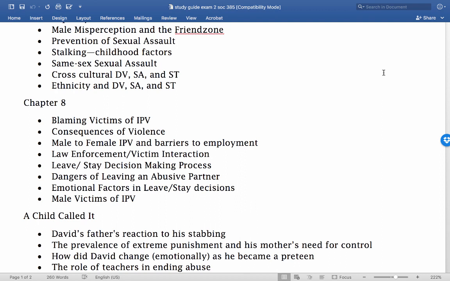When it comes to prevention, a lot of programming is focused on making women change their behavior, but not changing the behavior that leads to sexual assault. That's a big problem.